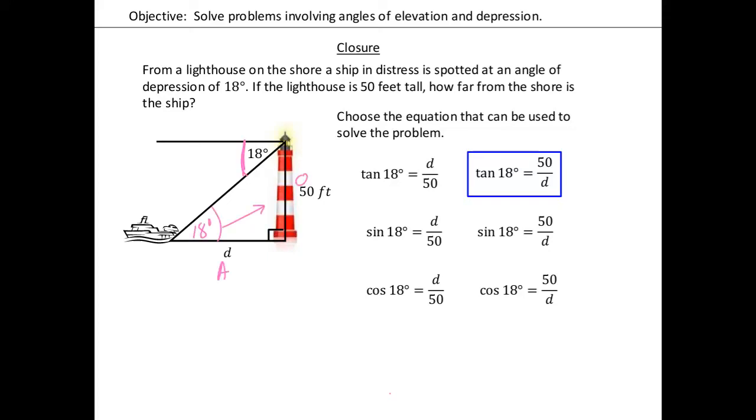We were given the angle of depression is 18 degrees, which is equal to the angle of elevation, 18 degrees. We have the opposite side is 50, the adjacent side is d. So this is going to be TOA. We get tangent of 18 degrees equals the opposite side over the adjacent. So that's how we get this to be the answer here.